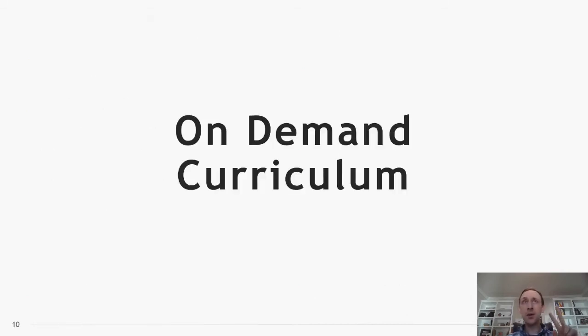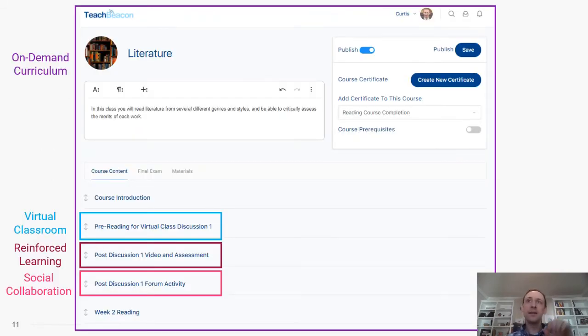So, second component, on-demand curriculum. This is an example of where you could build out a course, right? So you have there the on-demand curriculum. You can build out your modules with video or with text or with quizzes. You can build them so that they flow, right?